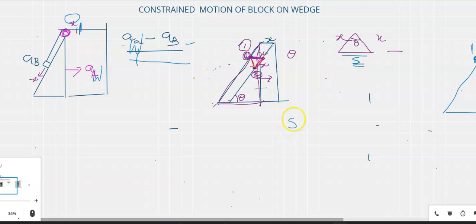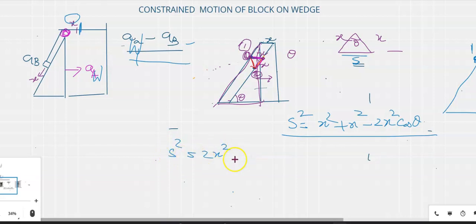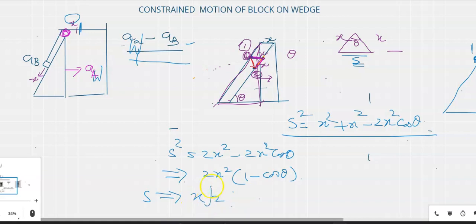So we can write s square is equal to x square plus x square minus 2x square cos theta. This from basic trigonometry we get. So we find s square is equal to 2x square minus 2x square cos theta. So this gives us 2x square times (1 minus cos theta). So when we take the displacement, it is x times the square root of 2 times (1 minus cos theta).